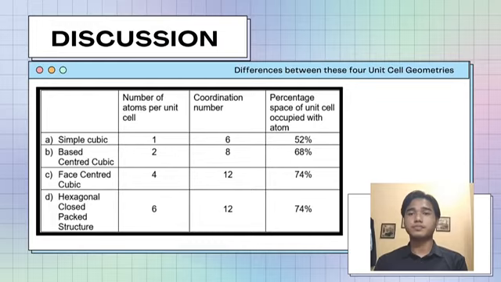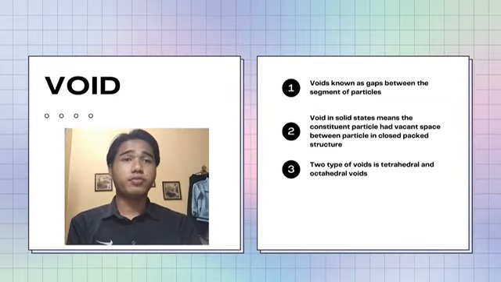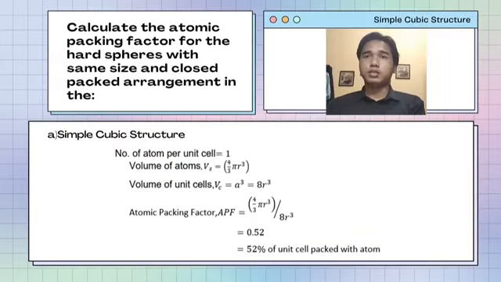Second, we can define void as gaps between the particles. Second, in solid state it means the constituent particles had vacant space between particles in a close-packed structure. Finally, it had 2 types of voids, tetrahedral and octahedral voids. Take the calculation of the atomic packing factor.